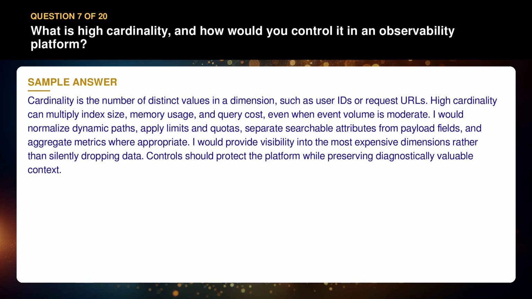Cardinality is the number of distinct values in a dimension, such as user IDs or request URLs. High cardinality can multiply index size, memory usage, and query cost, even when event volume is moderate. I would normalize dynamic paths, apply limits and quotas, separate searchable attributes from payload fields, and aggregate metrics where appropriate.